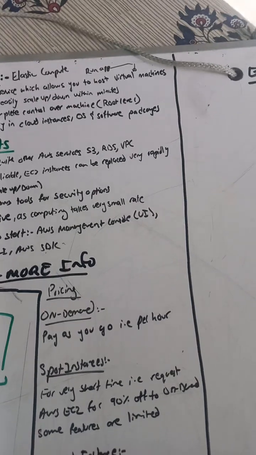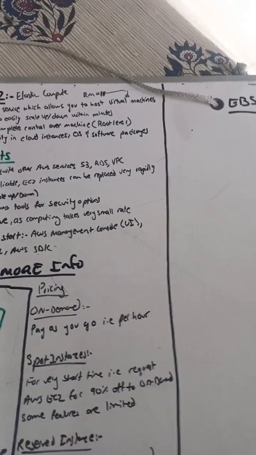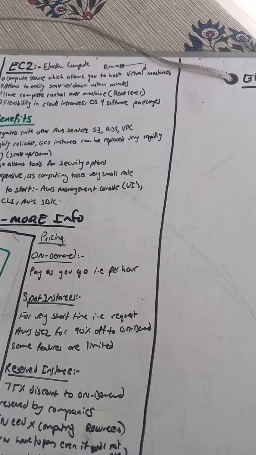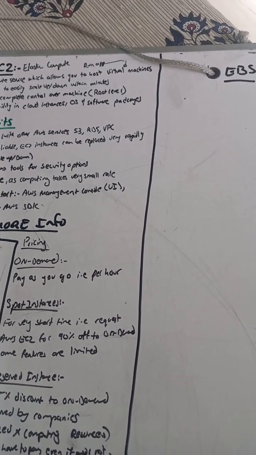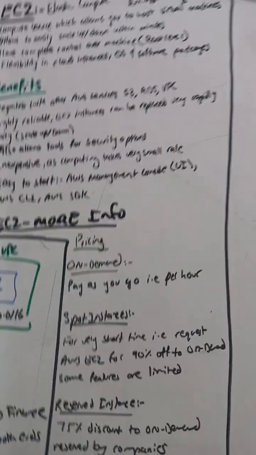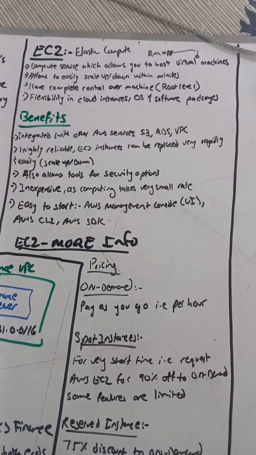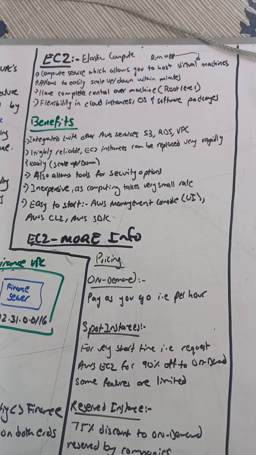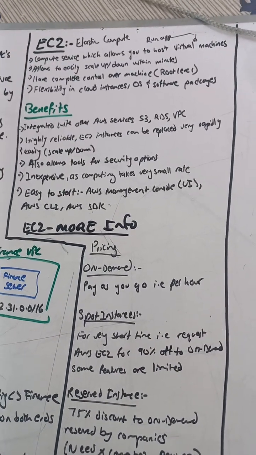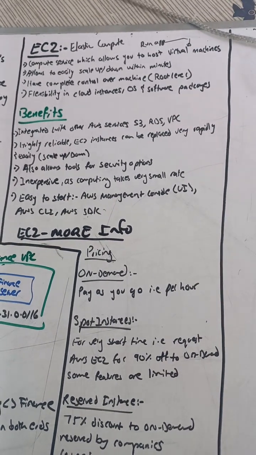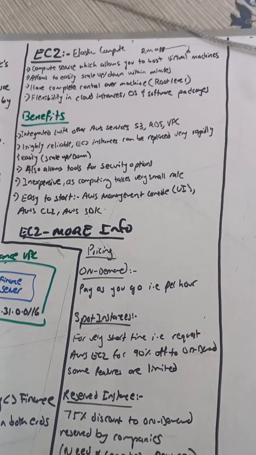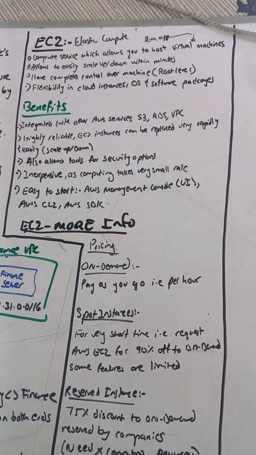There are different compute services available in AWS. For example, you have the container services, you have the serverless options as well. But in this video, we will be talking about the most basic compute service, which is going to be your EC2 service. Now, what is an EC2 service? It is a service which is given by AWS, which, in a nutshell, allows you to host virtual machines.